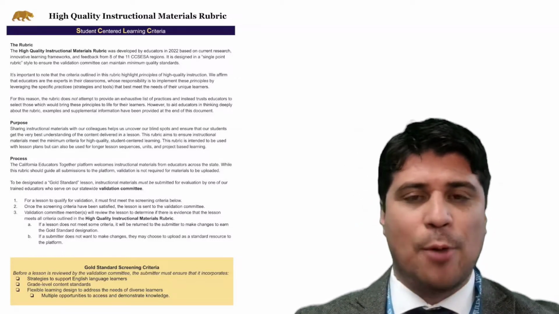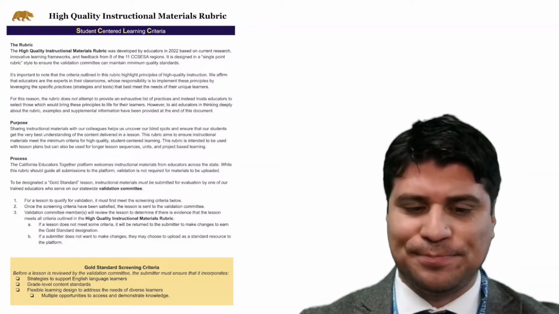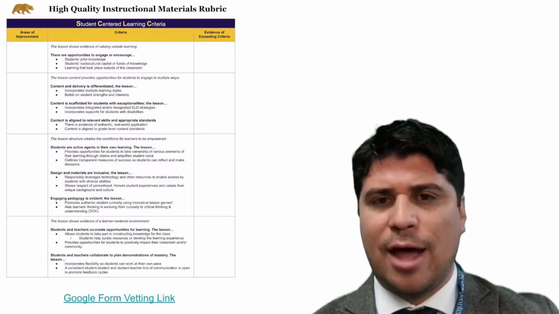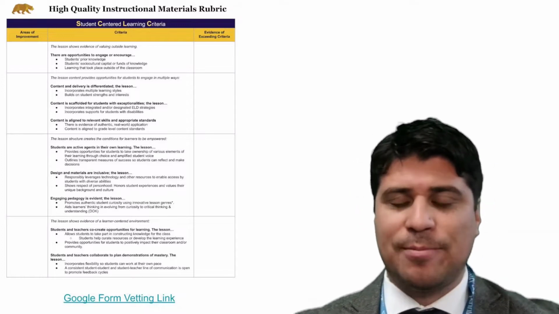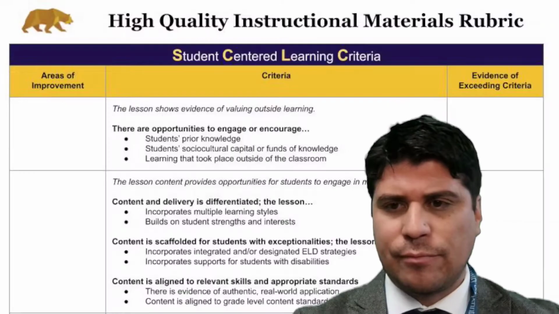The first page is an overview of the rubric. It gives you the purpose and the process. This is where we tell them what this rubric is, what this rubric isn't, and how we went about creating this rubric and for what purpose. Now the next page is the actual rubric, and I'm going to zoom into this so that we can cover it in a little more detail.